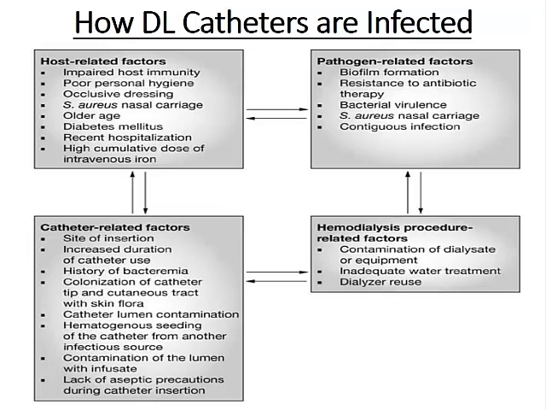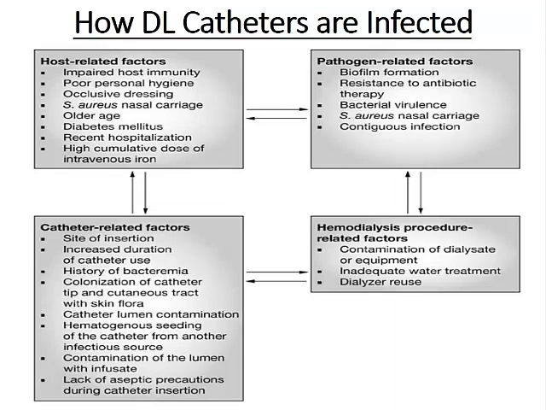Then come the catheter related infections. For example, the site of insertion. If the femoral vein is used, then there are increased chances of infection as compared to the IJ vein. And similarly, if the catheter is in situ for a long duration, then there are increased chances of infection.